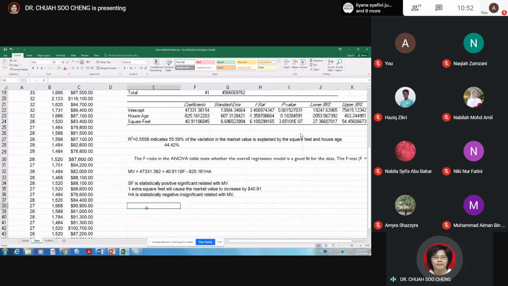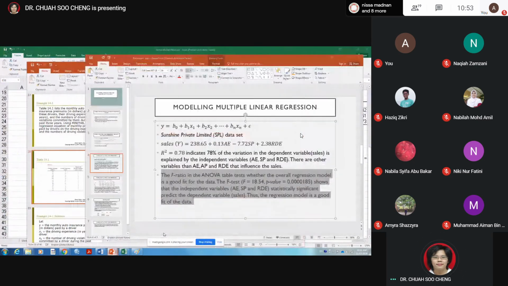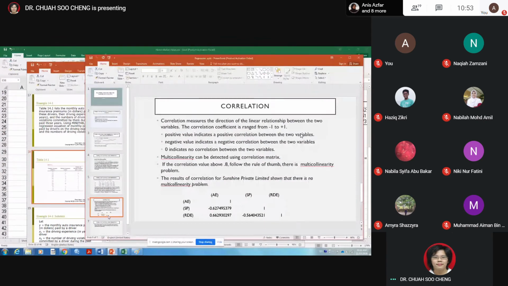So now, after that, we go to correlation. Okay, we go to correlation. Now, just now I mentioned about multicollinearity. Multicollinearity can be detected using correlation methods. Correlation measures the direction. Correlation is just to measure the direction of the linear relationship between the two variables.